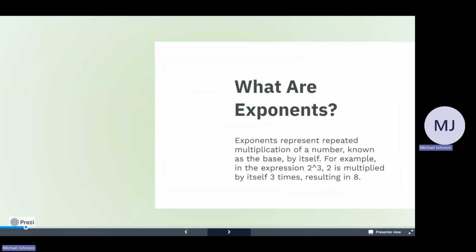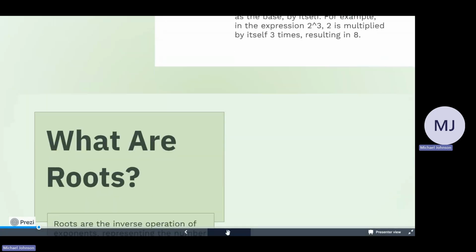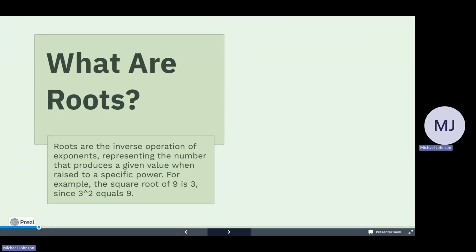number known as the base by itself. For example, in the expression 2 to the 3, 2 is multiplied by itself 3 times, resulting in 8. Roots are the inverse operation of exponents, representing the number that produces a given value when raised to a specific power. For example, the square root of 9 is 3, since 3 squared equals 9.